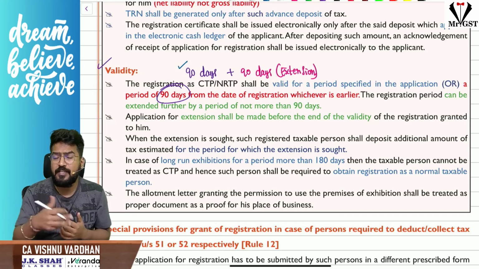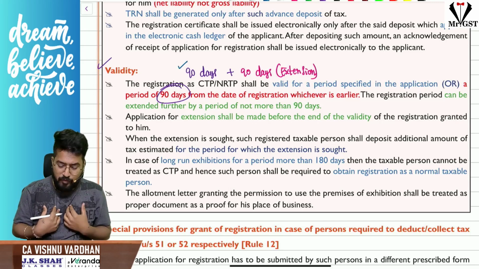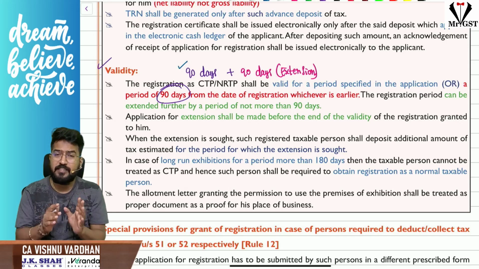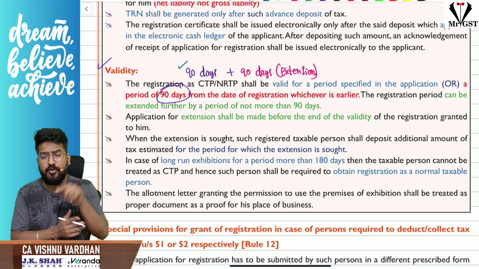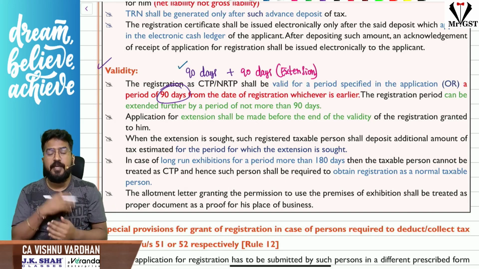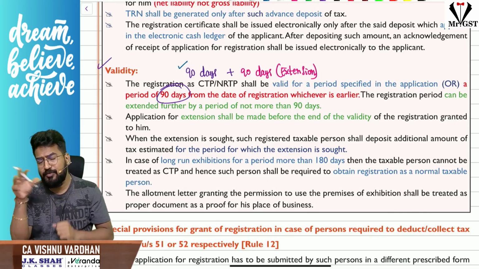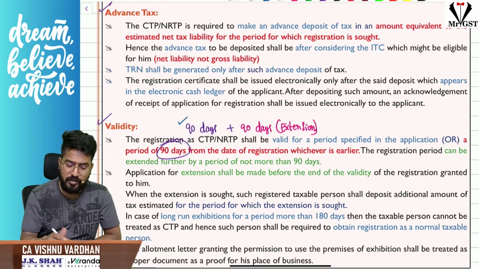For the 20 days, what will be the GST liability? That they have to calculate before, and then that liability they have to first deposit, and only then their application for registration will be processed. Okay, hope it is clear for you. And later on, if they are asking for an extension, for example 5 days, whatever tax liability is going to be there, they should calculate and deposit. That is the concept of advance tax.